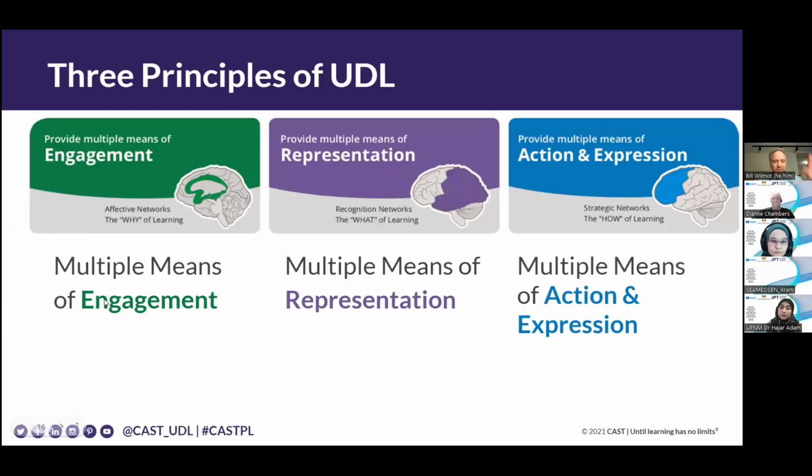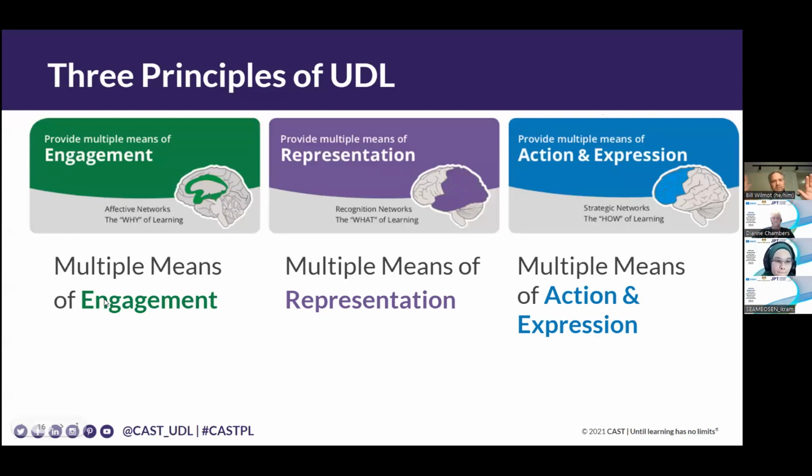So those three columns are the three principles of UDL: multiple means of engagement, multiple means of representation, and multiple means of action and expression. Representation here means how the content is being represented to learners, how they're perceiving and understanding content. Action and expression, how they're acting in the world, how they're expressing what they know.